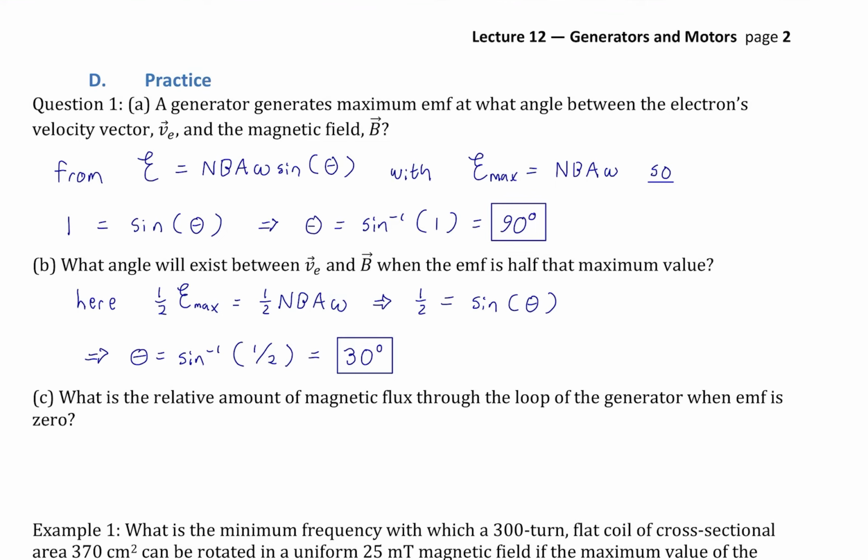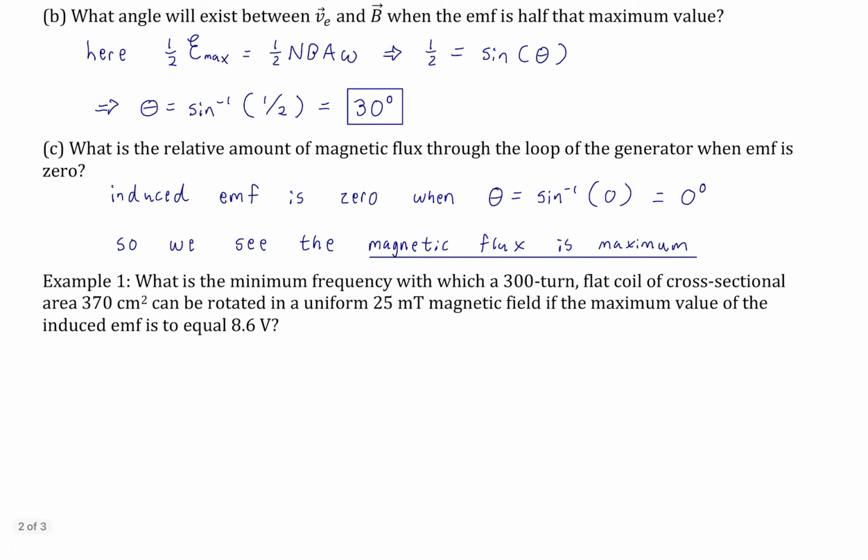All right. And finally, what is the relative amount of magnetic flux through the loop of the generator when the EMF is 0? Well, induced EMF is 0 when theta equals sine inverse of 0, which is 0 degrees. So we see that the magnetic flux is maximum when the angle is 0 degrees, okay? So that happens when there's no induced EMF. Then there's no induced EMF because this corresponds to a velocity vector of the electrons being parallel to the magnetic field. So it's not good for inducing EMF, but that does coincide with maximum flux, okay?